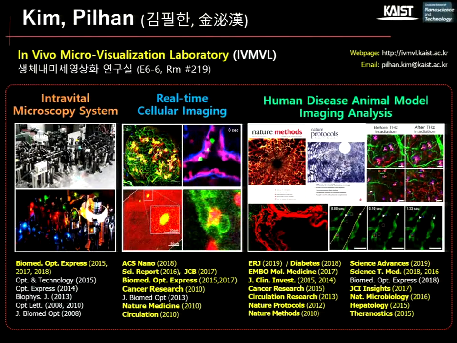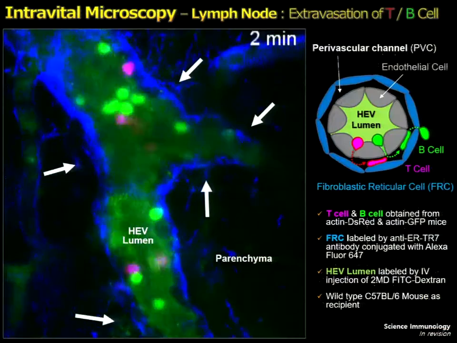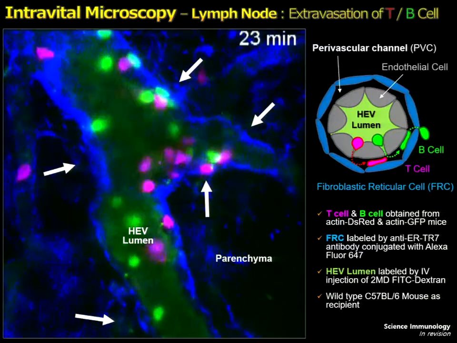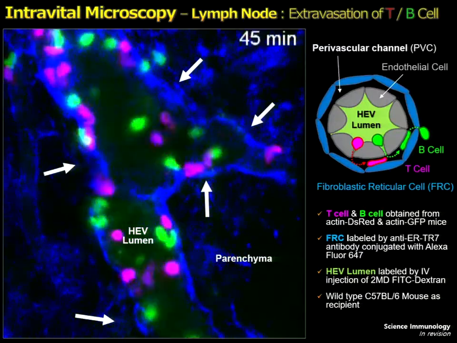So my lab has developed the IntraVital microscopy system itself, and then we try to establish the optimized technique for various tissue and organ. By doing that, we can do real-time cell level imaging. And then through many collaborations, we have done a lot of imaging analysis in various kinds of human disease animal models. Okay, so this is a typical data we obtain in my group.